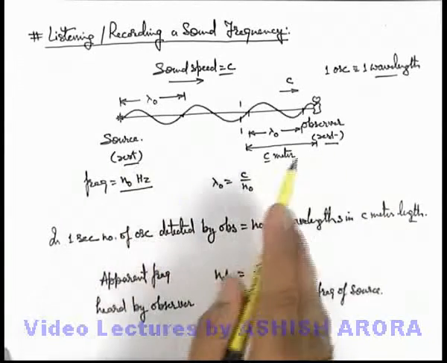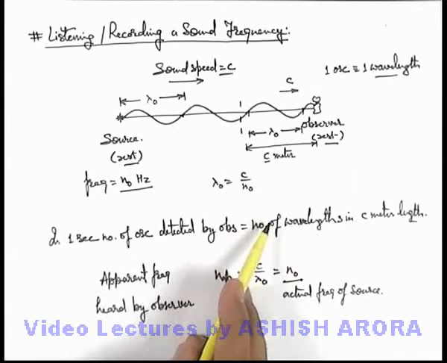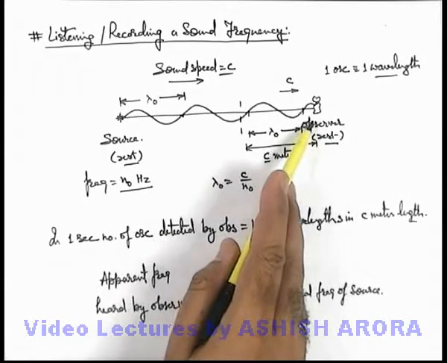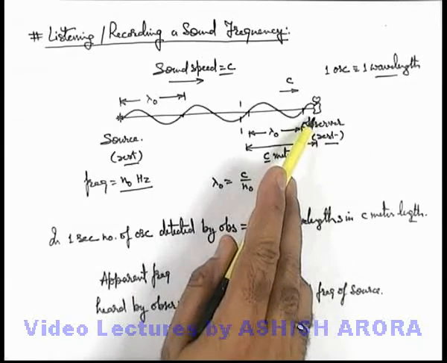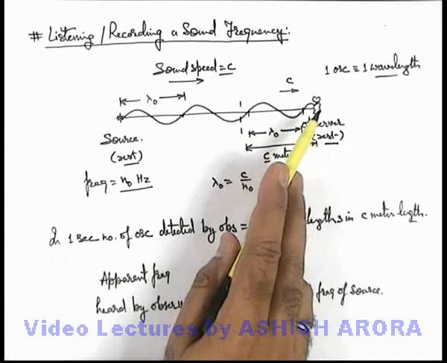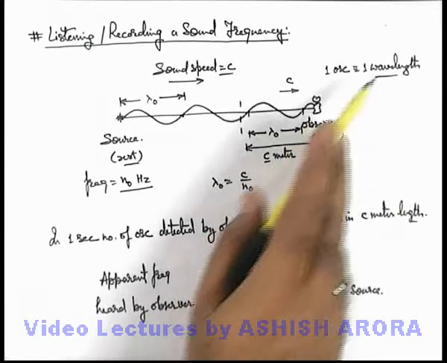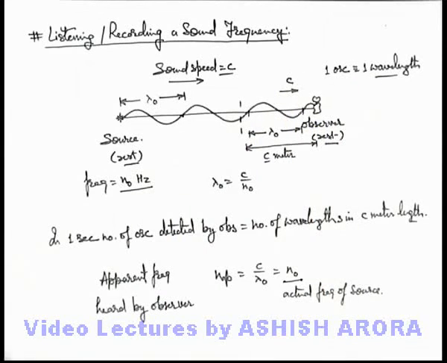Now if either of these starts moving, the parameter will change. How it will change, let's discuss in the coming section. But this is the way you should understand very carefully how the observer detects, or if a detector is placed here, how it will record the number of oscillations in 1 second. Actually it will only count the number of wavelengths received in 1 second, because one wavelength corresponds to one oscillation.